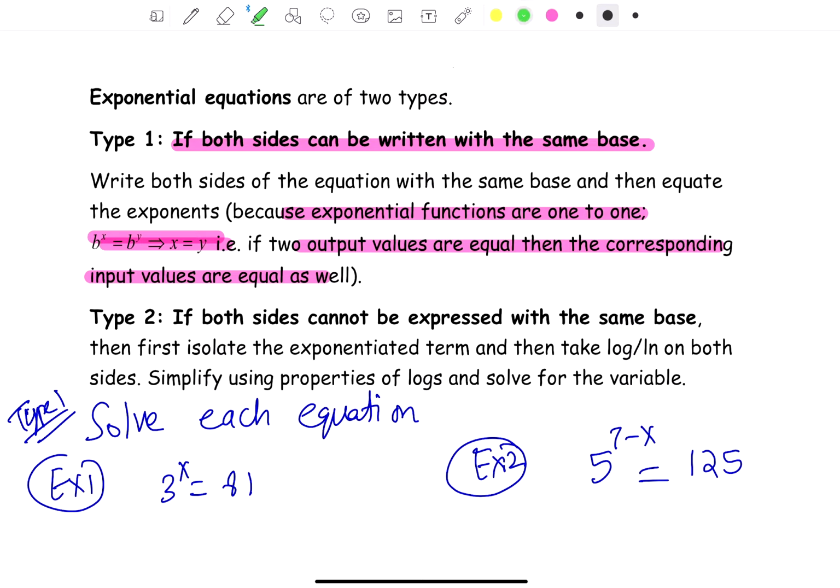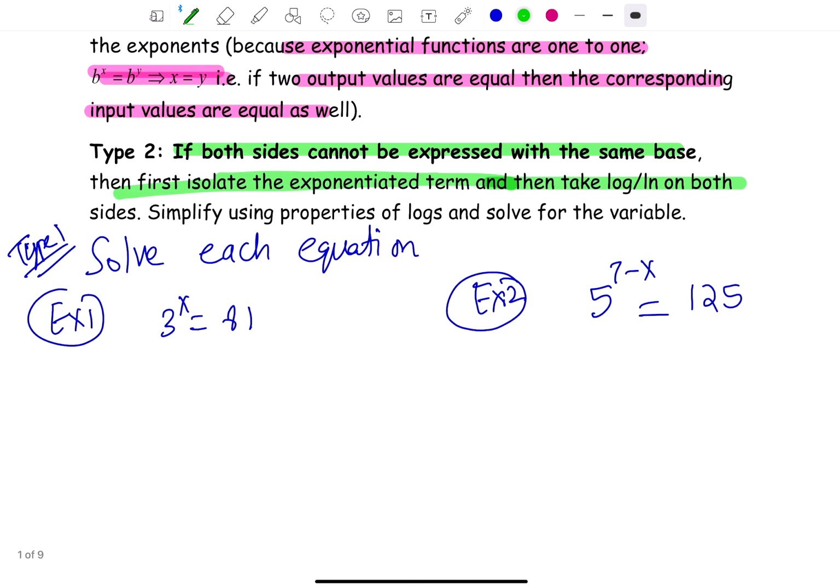The second type of exponential equations are where both sides cannot be expressed with the same base. In that case, we will isolate the exponentiated term and then take log to the base 10 or natural log or log to any base b on both sides and then solve. Let's look at type 1 problems first.